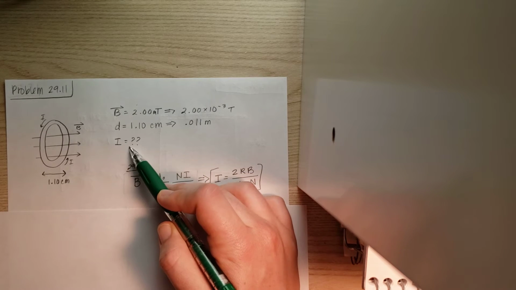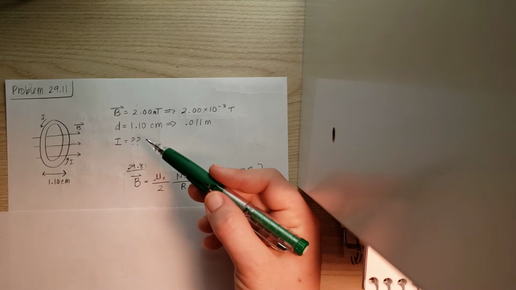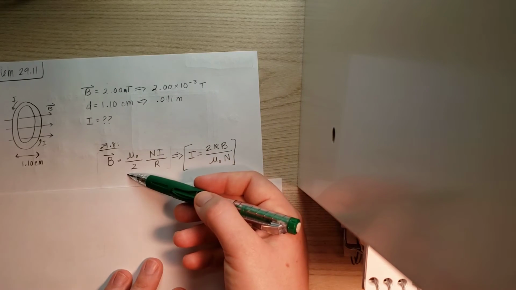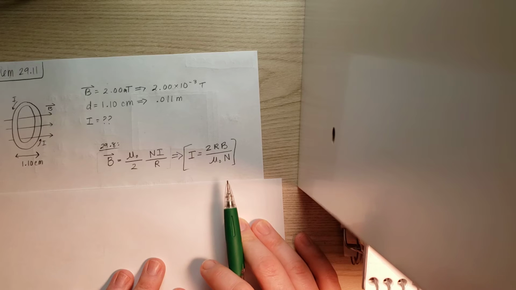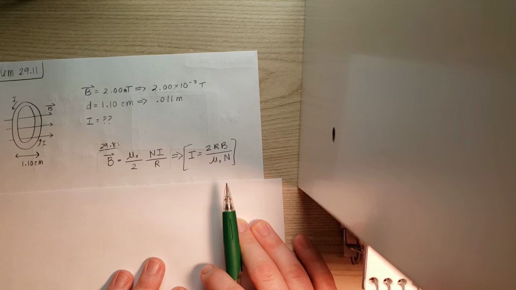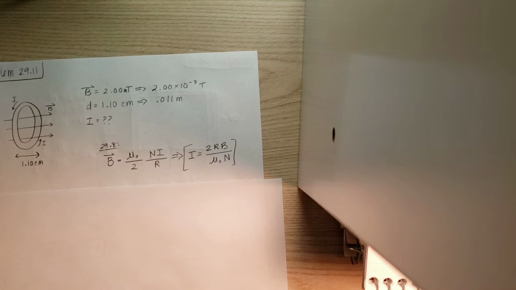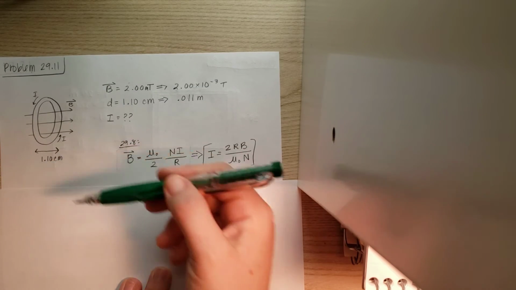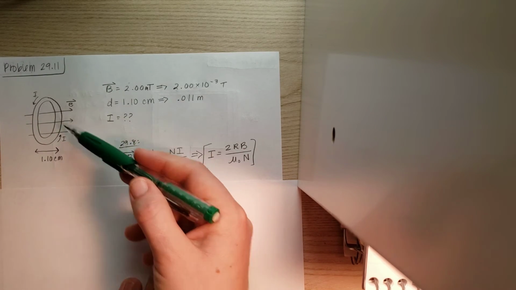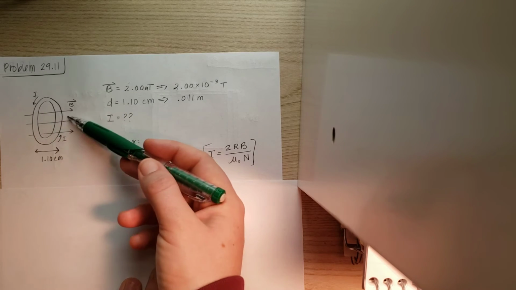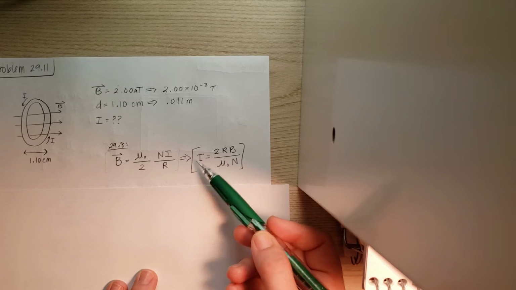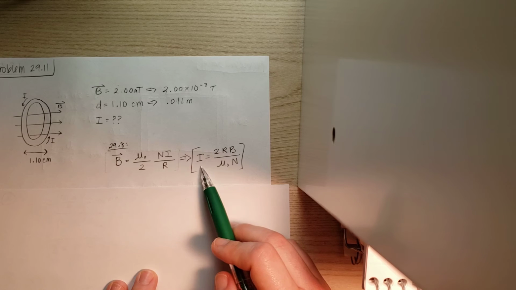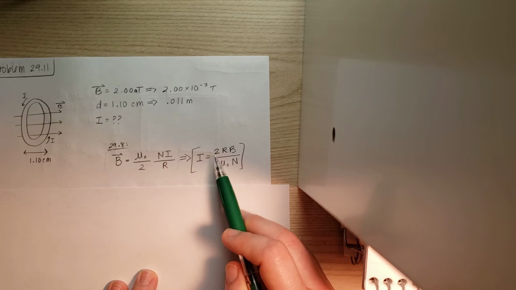And then we are solving in part A for the current. So for this one, we just want to use equation 29.8 from the book, which is the magnetic field of a coil center, because we are calculating the magnetic field in the center of a coil. So we're going to use this equation here, and then we can just convert that to solve for current.